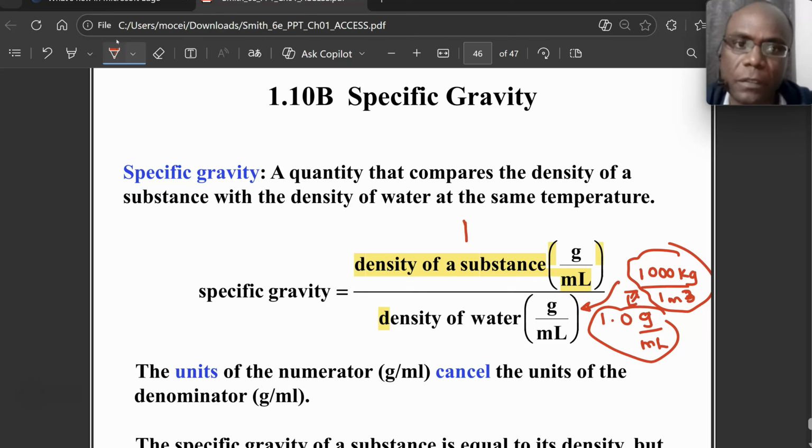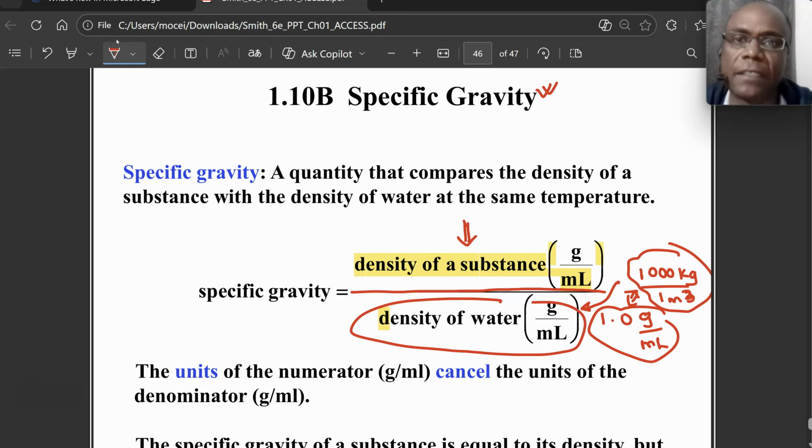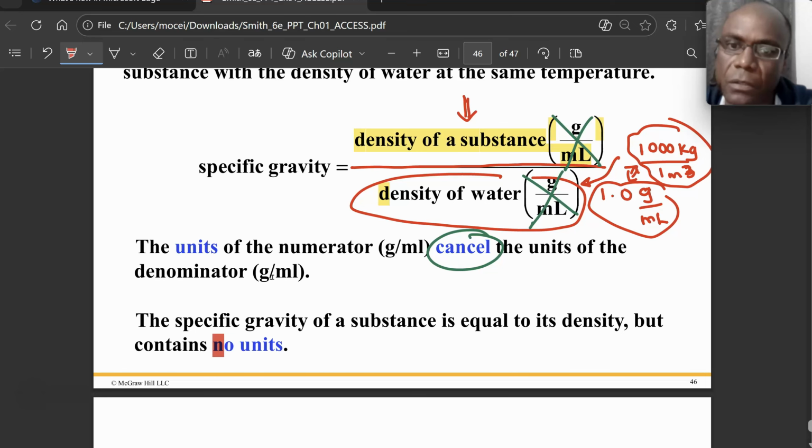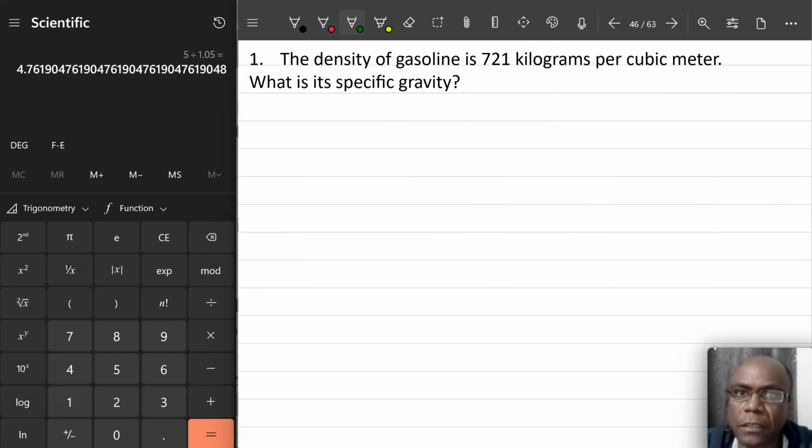So if you know the density of a substance and we are comparing it to the density of water, that's when we say we are looking for the specific gravity of the substance. It's going to be unitless because you'll have the same units up and below. They cancel. So specific gravity has no units, no units at all. Now let us work out examples of calculating density and specific gravity.